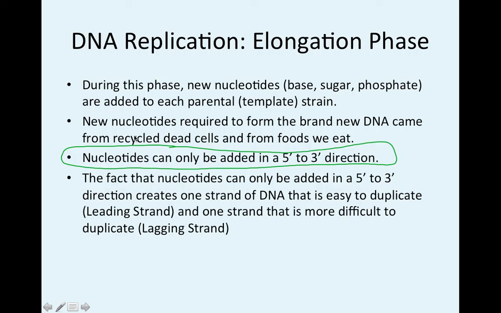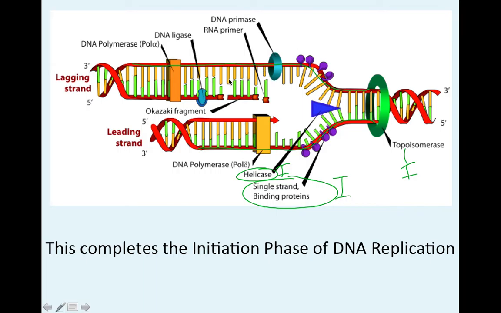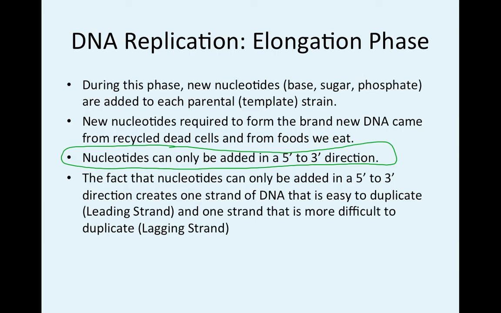The new nucleotides required to form the brand new DNA strand came from recycled dead cells and from the foods we eat. When we eat a banana, we take the banana's DNA, we take all their A's and their T's and their G's and their C's, and we take their phosphates and their deoxyribose sugars, and we start attaching it and making it into our DNA. So if we go back to one of these bases, if that's an A in your DNA, that A used to be inside a plant, or it used to be inside an animal. We basically just keep recycling these bases from the foods that we eat.